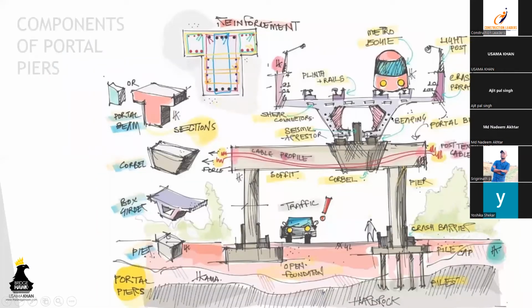This is a sketch briefly indicating the different components of a portal pier. If you see over here, these are different sections.